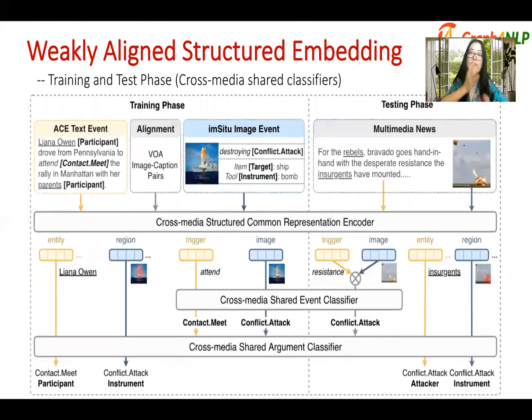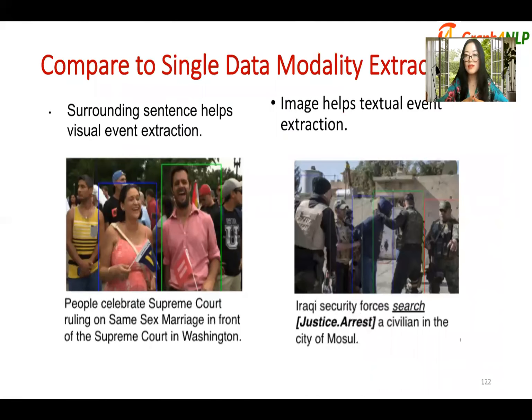Once we have constructed this common semantic space across image and text, we can then merge the training data from NLP. For example, this is the data for text only, and this is the training data for image only. We can merge them using this common semantic representation and then apply that model to a new multimedia news article. For example, it has this image and body text. So using this kind of multi-modal structured common semantic space, we are able to fix a lot of errors, which are very common in the single data modality models.